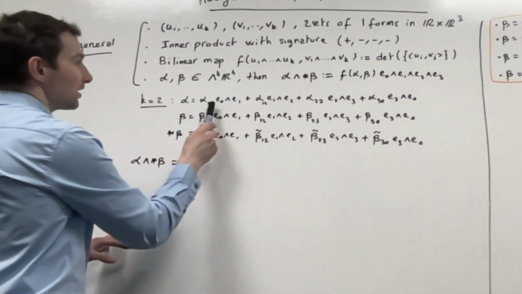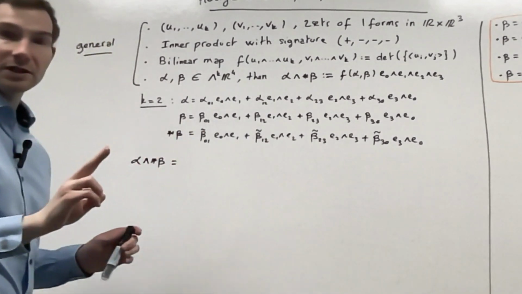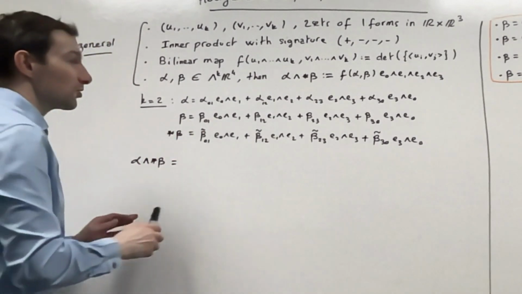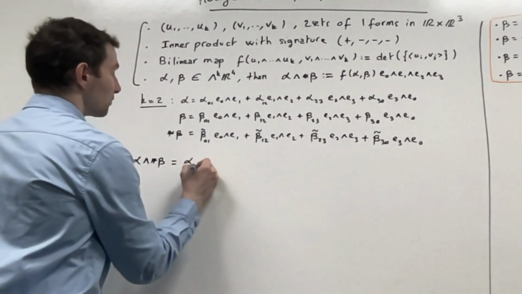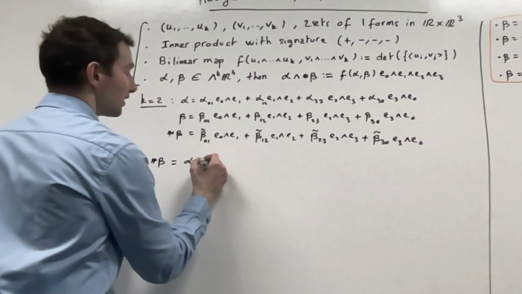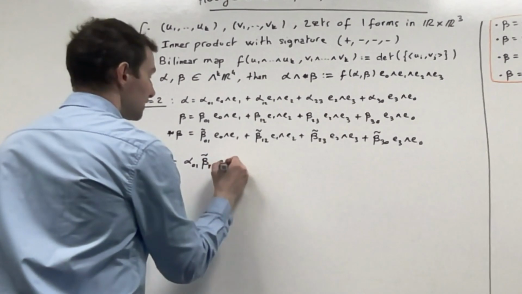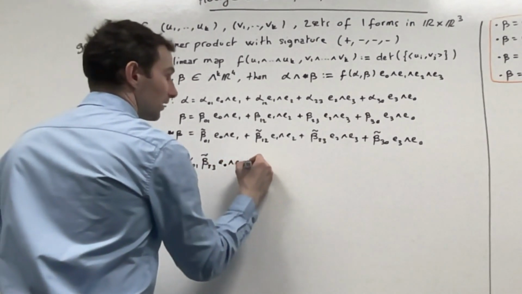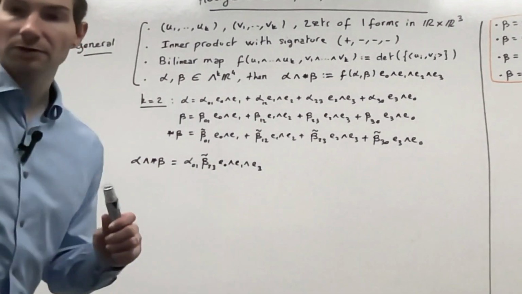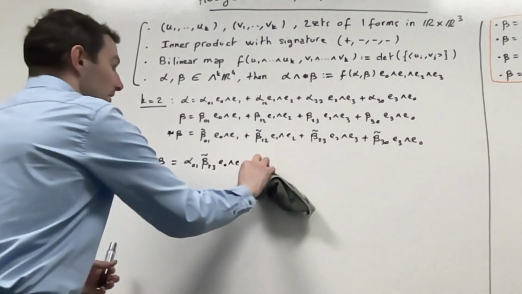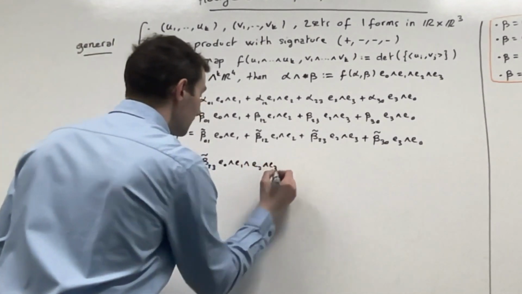So here, for example, let's say I've got alpha 0, 1, E0, E1. The two that are missing are E2 and E3. So I just need to find E2 and E3 here, and that's the only one that is going to be non-zero. So alpha 0, 1, and then beta tilde 2, 3, and then E0, E1, wedge E2, wedge E3. So basically that's it.